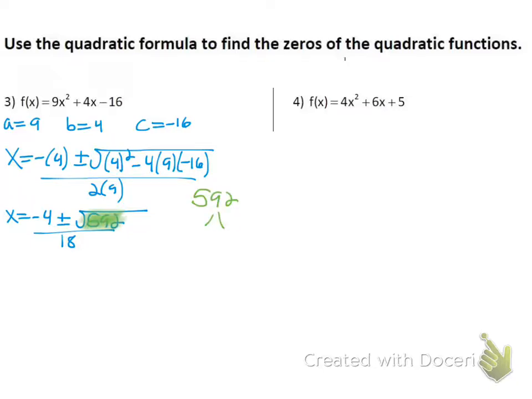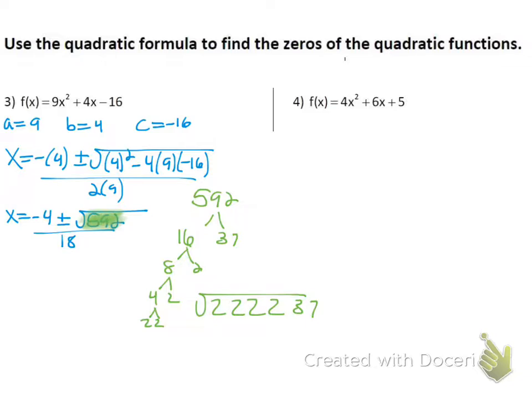What times what gives us 592? I figured out that 16 times 37 is 592. 16 is a composite number, so I can keep breaking it down. And when I break it down, 16 is 8 times 2. The 8 breaks down to 4 times 2, and then the 4 breaks down to 2 times 2. Once we get all of our primes, we're going to want to write them underneath the radical symbol.